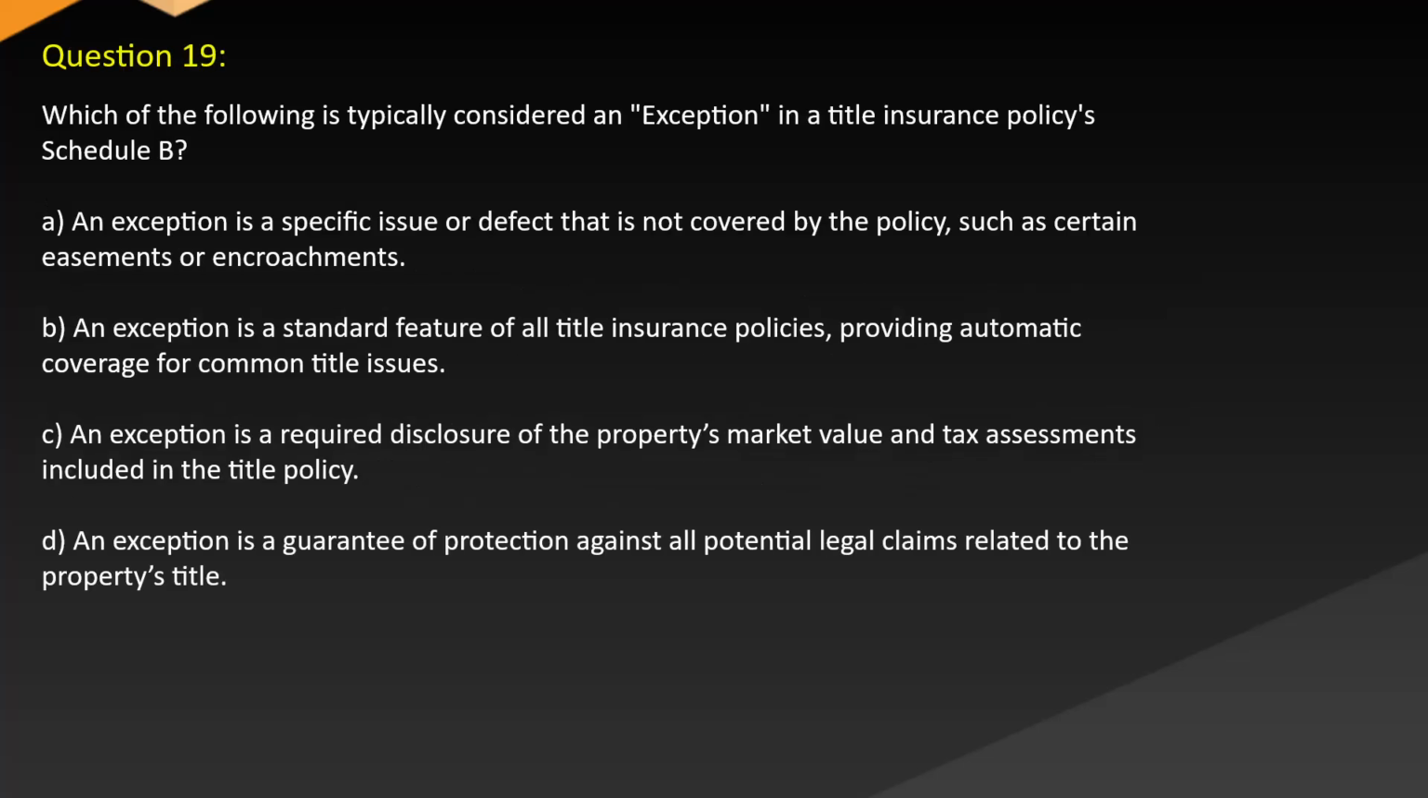Question 19. Which of the following is typically considered an exception in a title insurance policy's Schedule B? A. An exception is a specific issue or defect that is not covered by the policy, such as certain easements or encroachments. B. An exception is a standard feature of all title insurance policies, providing automatic coverage for common title issues. C. An exception is a required disclosure of the property's market value and tax assessments included in the title policy. D. An exception is a guarantee of protection against all potential legal claims related to the property's title.